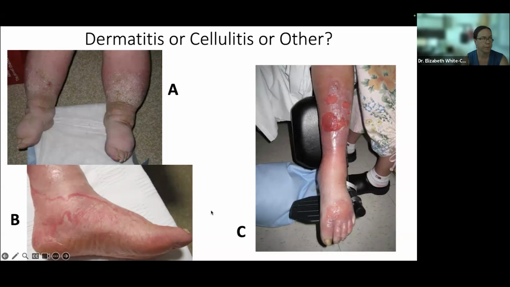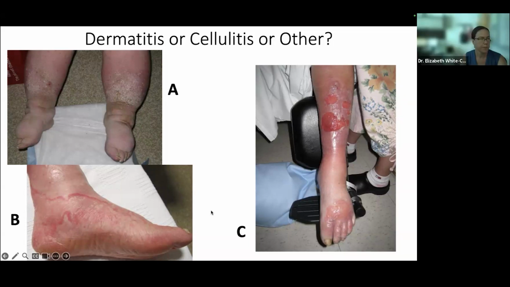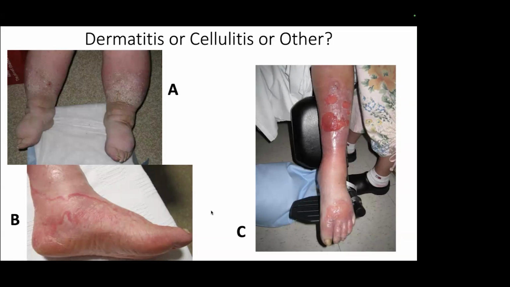Okay, how are we doing? We've got about 50% or so answered, and we'll keep it open for a few more seconds here. Okay. All right, great.